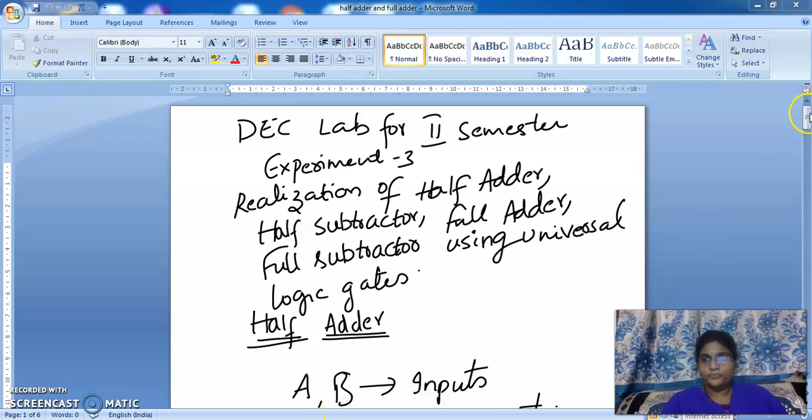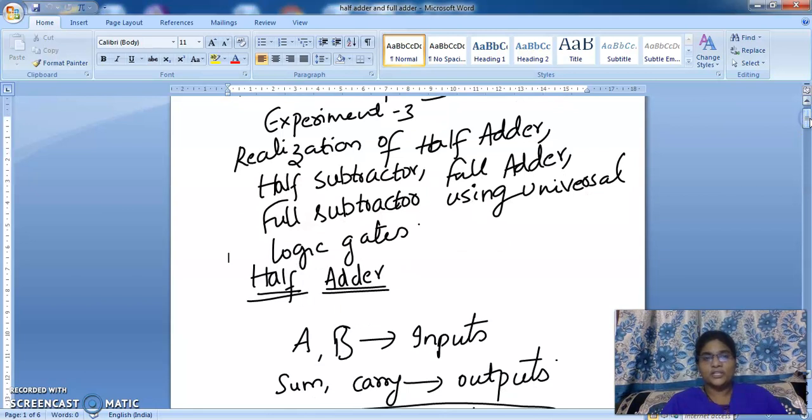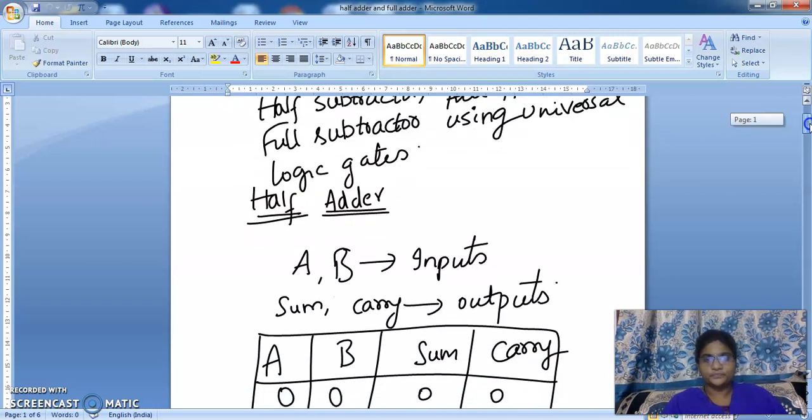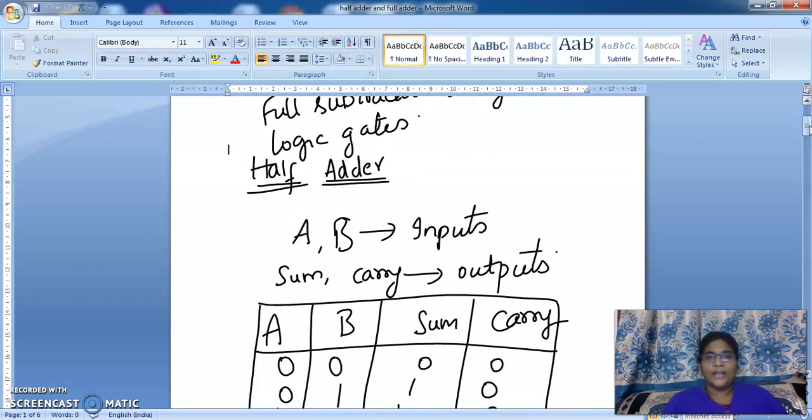So first we will discuss what is half adder and how we are going to construct it using these logic gates. Half adder means we only consider two inputs. We don't consider any carry input. So without considering any carry input, we can use this half adder. Okay. So for half adder, what are the outputs? Sum and carry are the outputs.